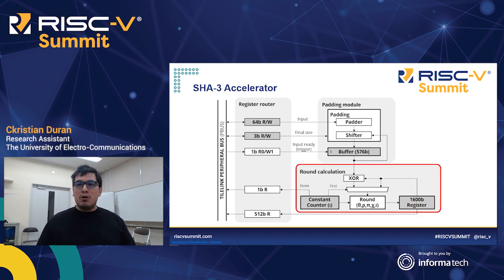So the round calculation model contains a constant counter that keeps track of the number of rounds and a constant non-linearity of the iota phase in the key count round. The first round is calculated from the first 64-bit data pushed through the padding model. Every round state is stored in a 1600-bit status register. When the final data is pushed through the padding model, the round calculation performs the final rounds in the status registers. Then the first 512-bit word can be used for the hash output for the calculation.